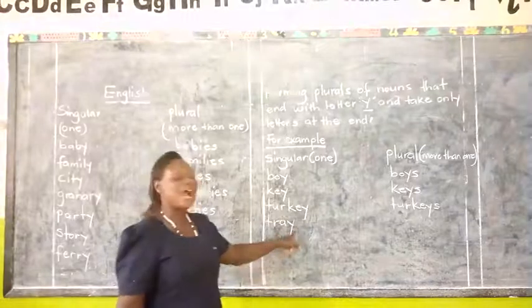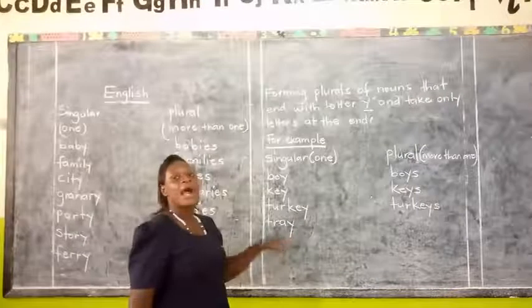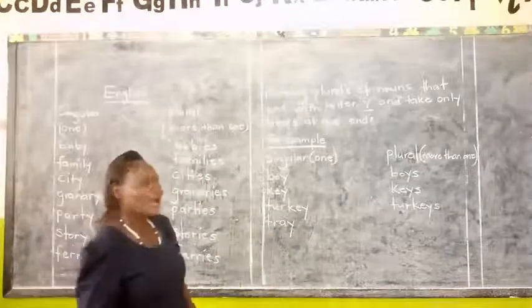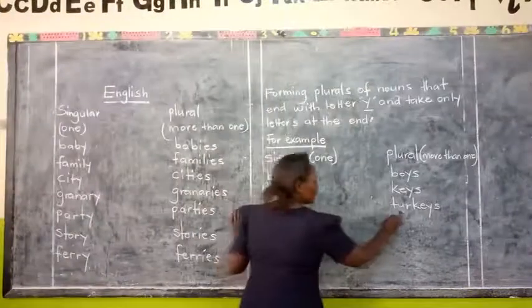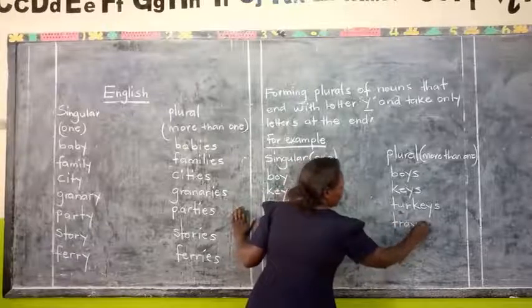Now with the tray, it is the same story. We don't add on IES, no. Instead, we leave this letter Y and we just add on letter S. Trays. Right? Trays.